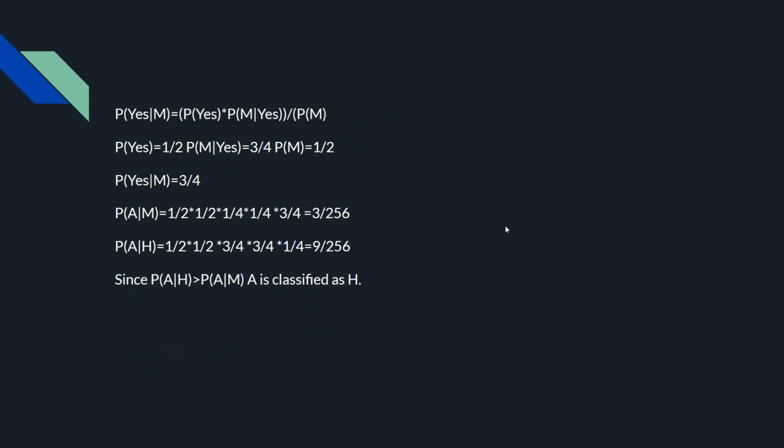After calculating everything, we are finding P of x by M and P of x by H, and you are getting P of x by H is greater than P of x by M, so x is classified as H.